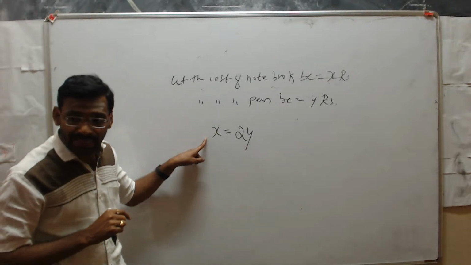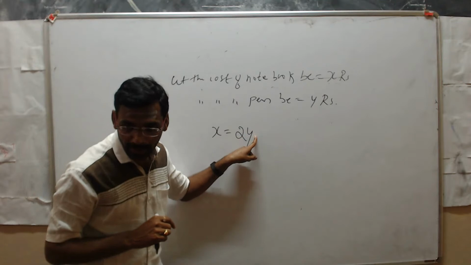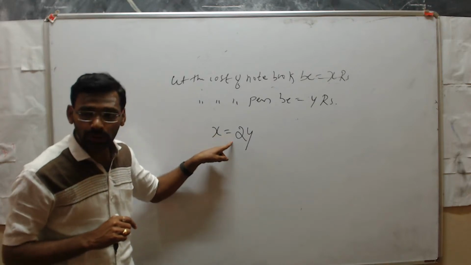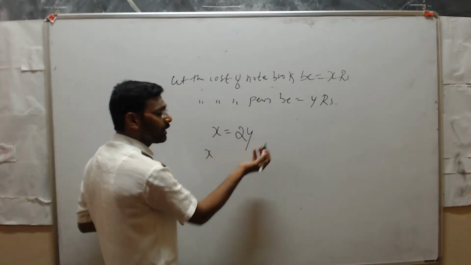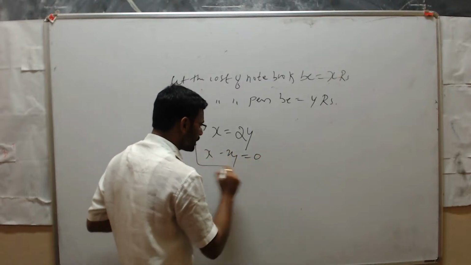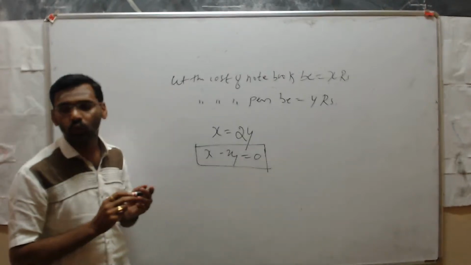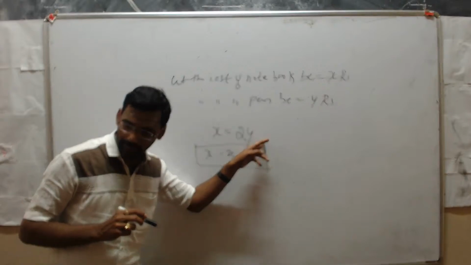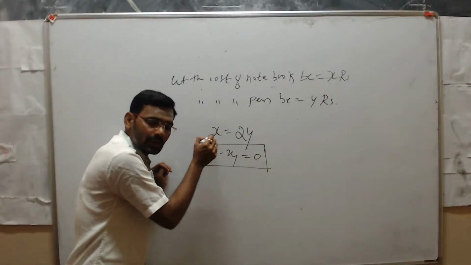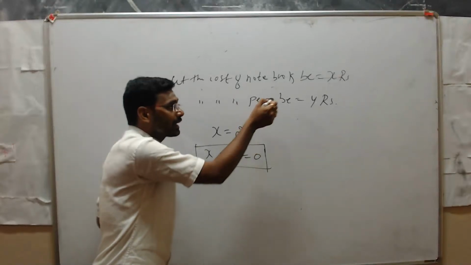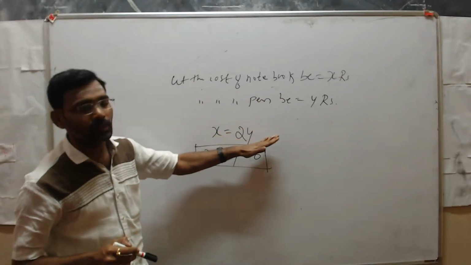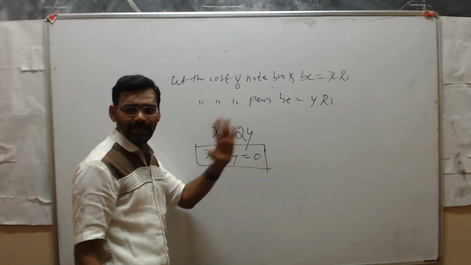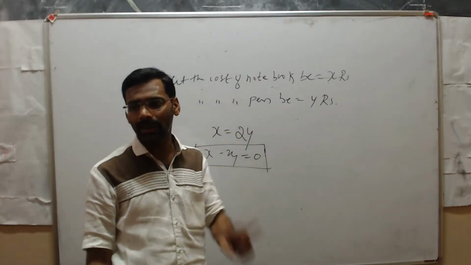The cost of notebook is equal to 2 times the cost of pen. Therefore x is equal to 2y, and moving 2y across, x minus 2y is equal to 0. Then how many variables in the equation? 2 variables. One notebook is equal to 2 times the pen. The cost of a notebook is x and the pen is y. If there is no number, it is 0. Then the situation becomes a linear equation in 2 variables.